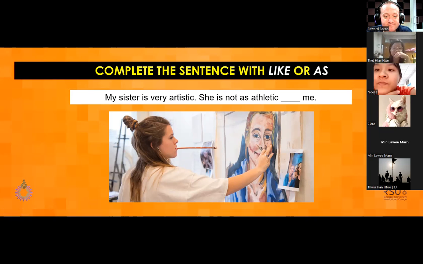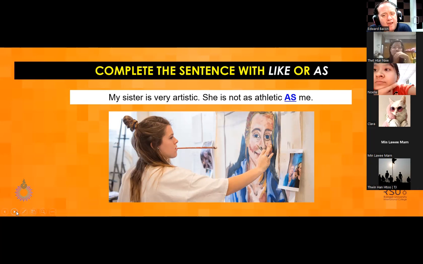My sister is very artistic. She is not as delighted as me. As me, okay. Okay, good. So why do you think you used as and not like? Why do you think so? Because she's similar like me, I think. Okay, all right, maybe.